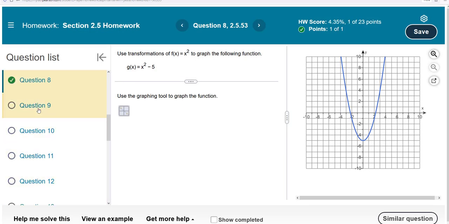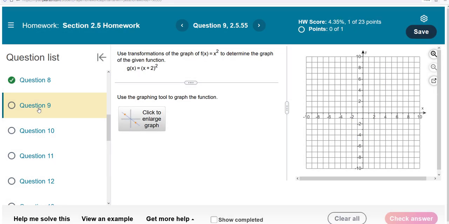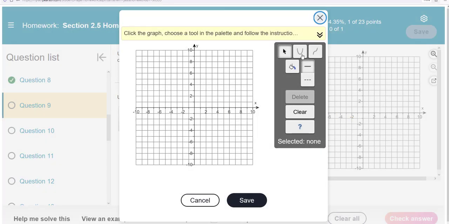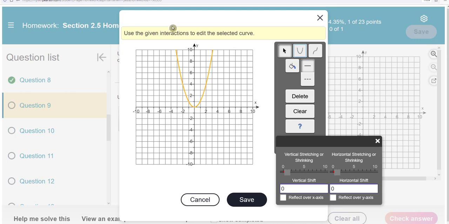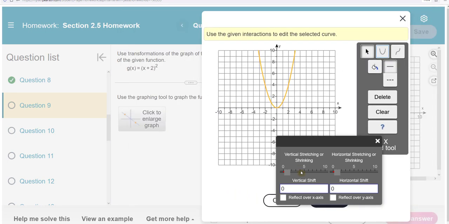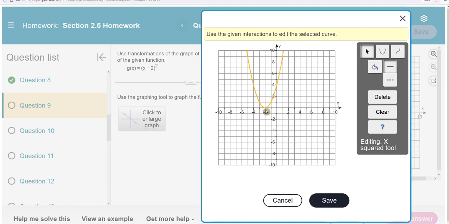If we look at number 9, we start off with the parabola again. It's x squared. But now we want to do a horizontal shift because we have +2 in here. So once again, I'm going to start off with the parabola, and I like to place it right here on the origin. But we got +2. That's a horizontal shift because it's on the inside of the parentheses. But it's going to be a shift to the left. So I'm going to put -2 in here. And that's going to shift my graph 2 to the left.